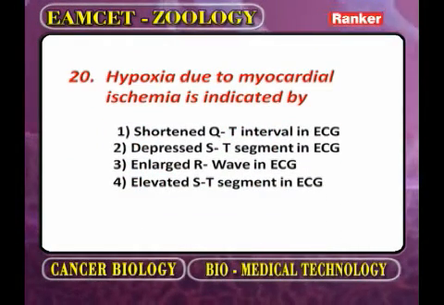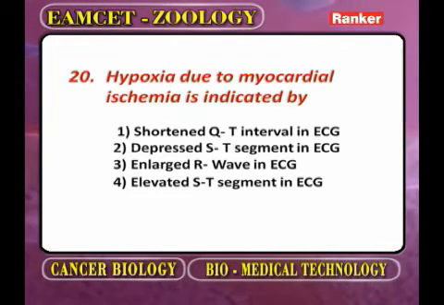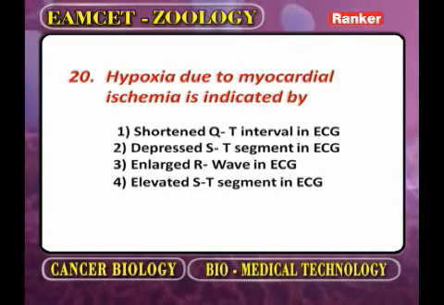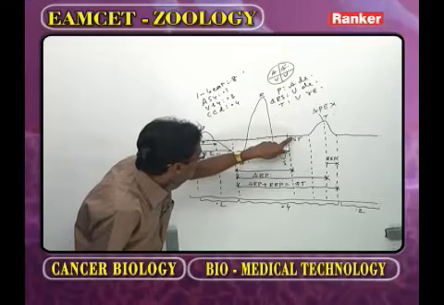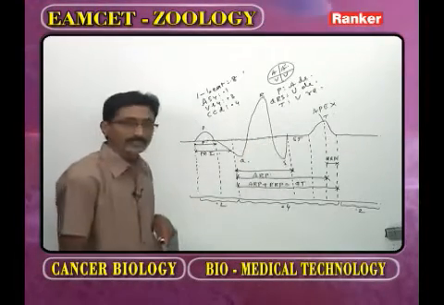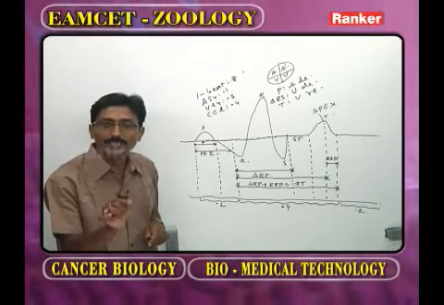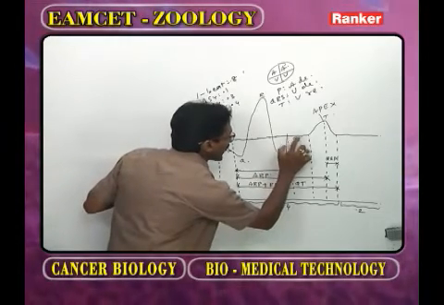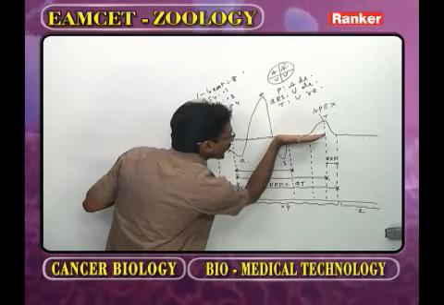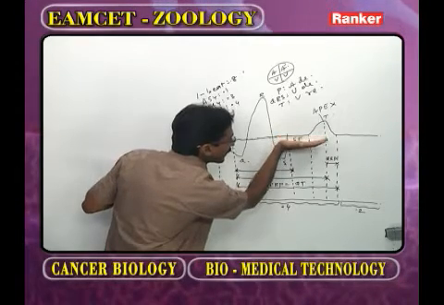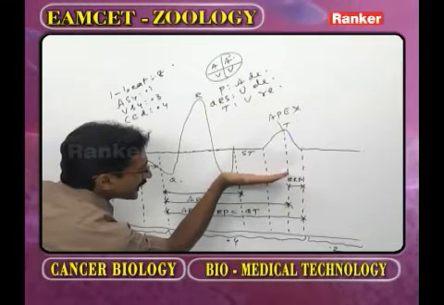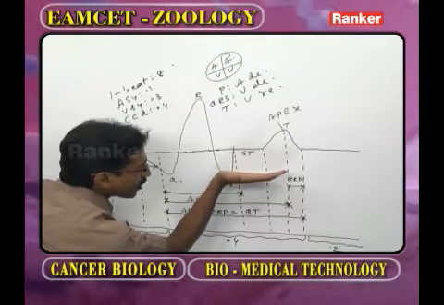Now the next one. Hypoxia due to myocardial ischemia is indicated by... Now this is the ST segment. In this diagram, this is a healthy person's ECG. In a healthy person's ECG, as we observe the ST segment, this line is on the baseline. Here we are asking, hypoxia due to myocardial ischemia is indicated by the ST segment. Now from the baseline, the ST segment is depressed. If the ST segment is depressed, we call it myocardial ischemia.